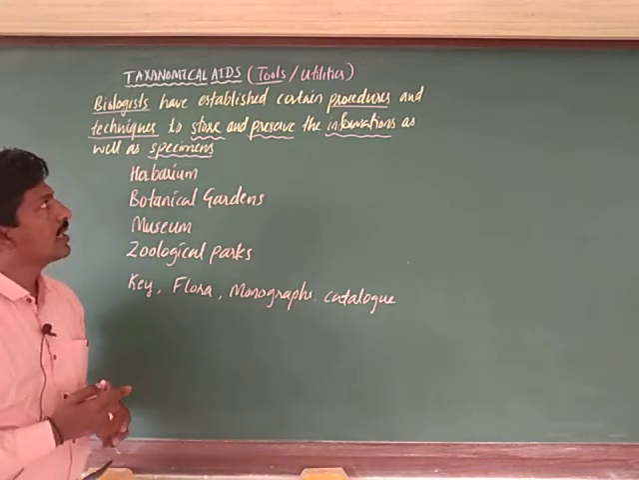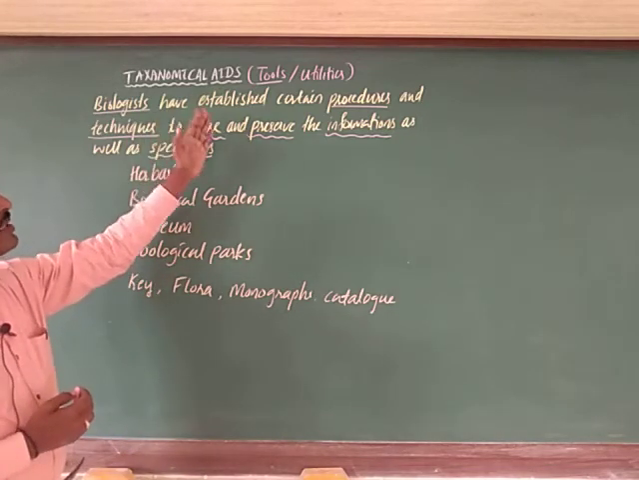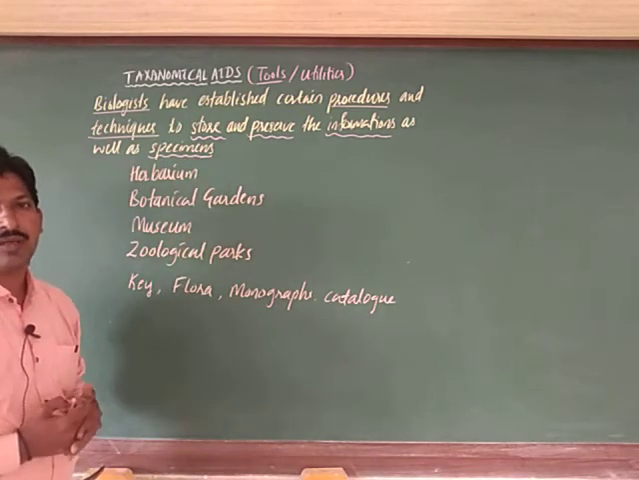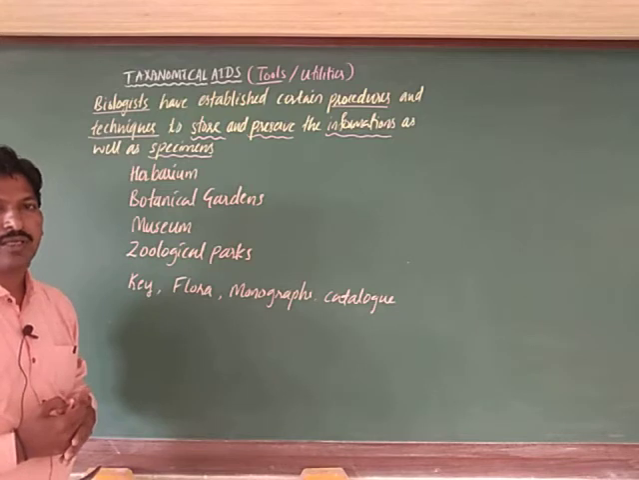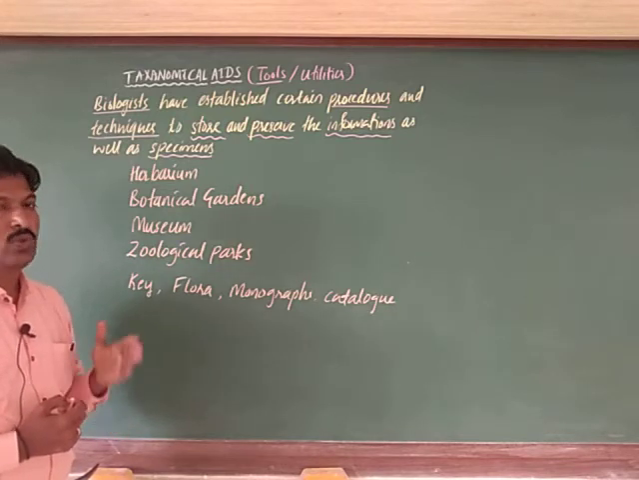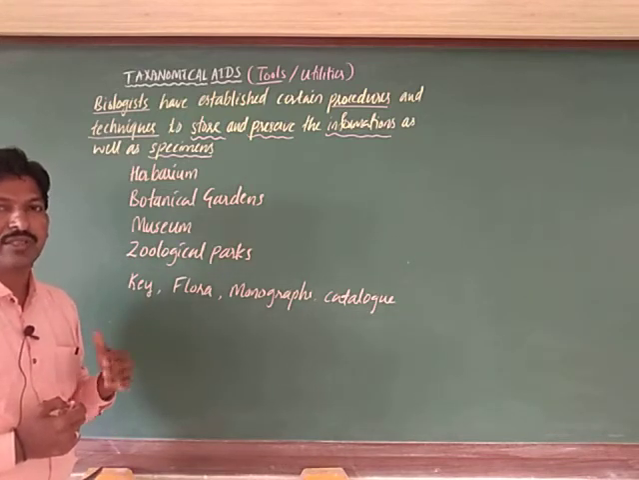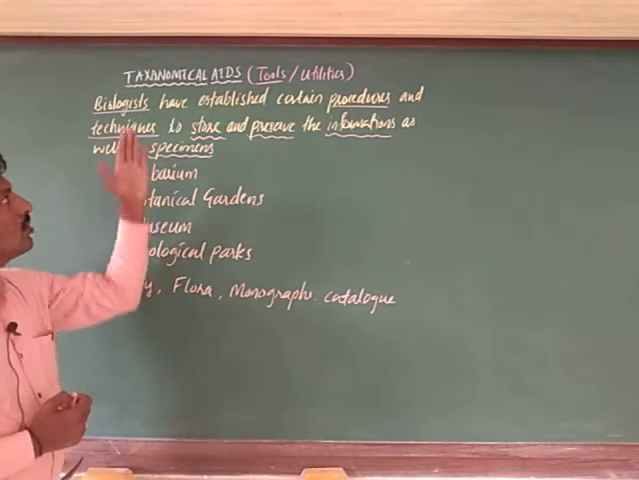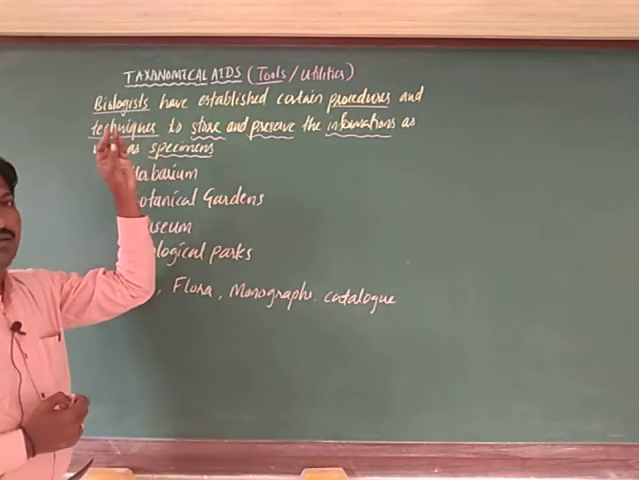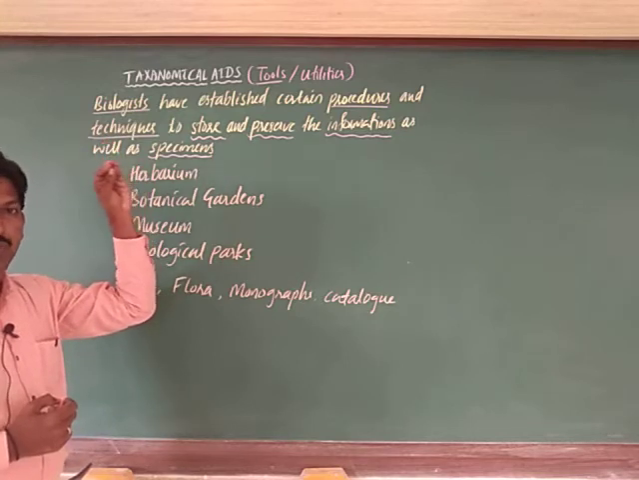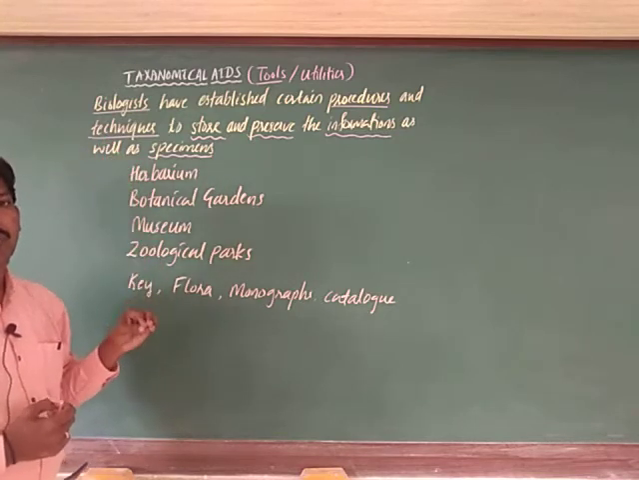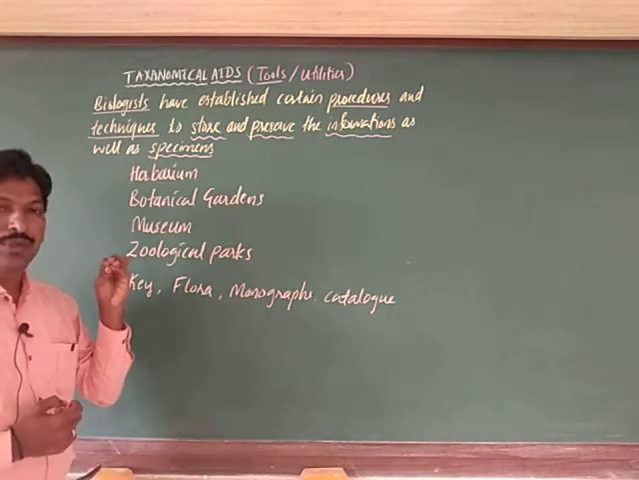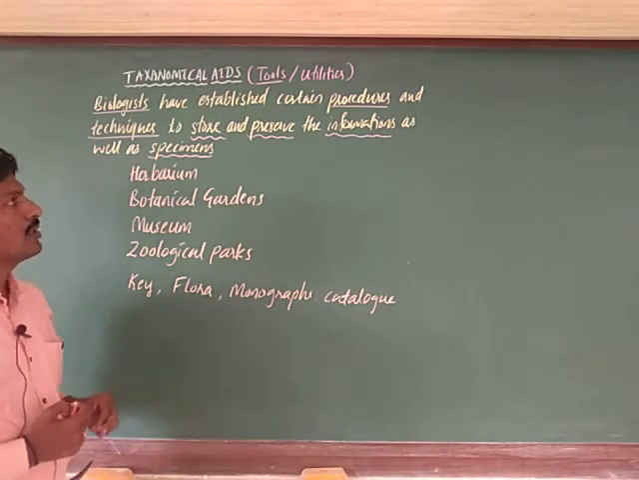In this way, taxonomical aids are very important while studying taxonomy. For identification and naming, these tools, these utilities, are very important. What are those?